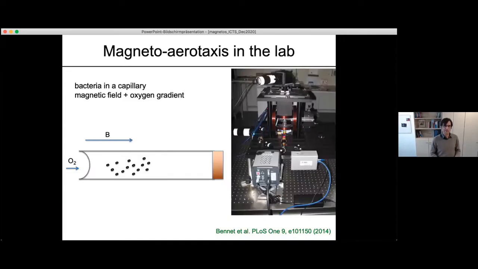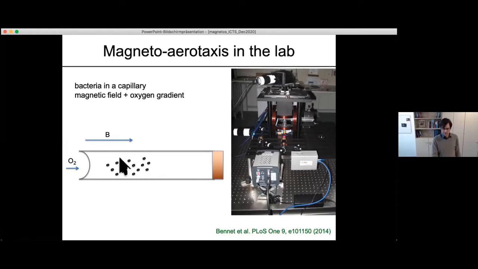Okay, this is something that we can look at in the lab. So Damien's group has done exactly this. They have a microscope that is built with 3 pairs of Helmholtz coils, so you can precisely control the magnetic field inside. And then they put a capillary inside here. This capillary is open at one end, so oxygen can come in from here, and it's closed at the other end. And they put in some bacteria.